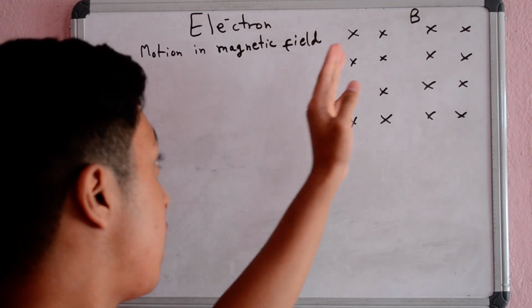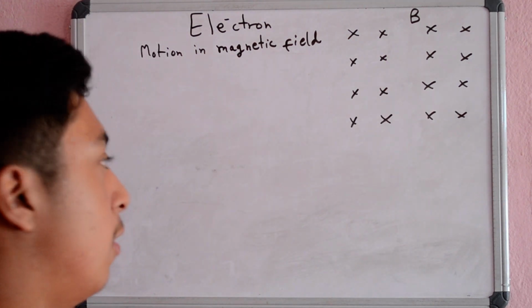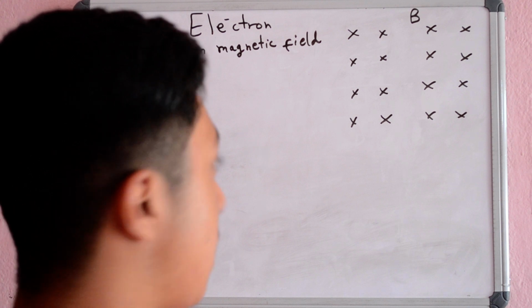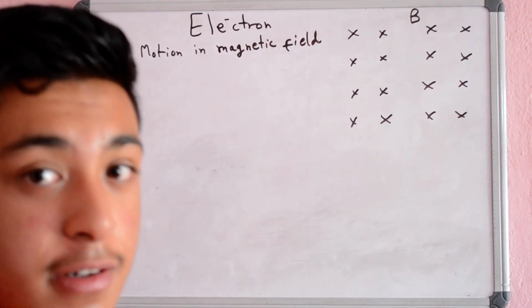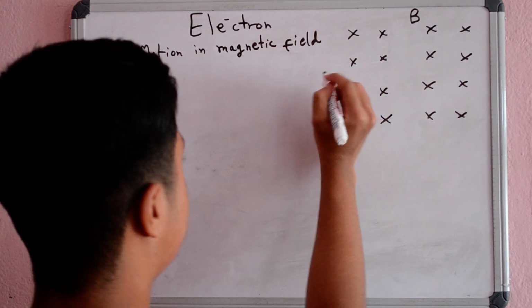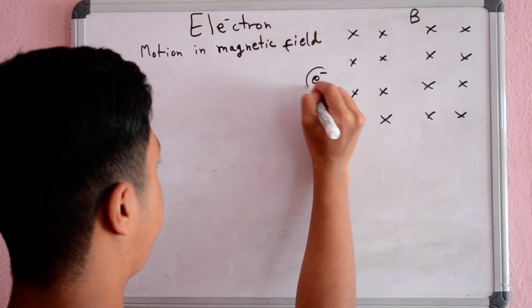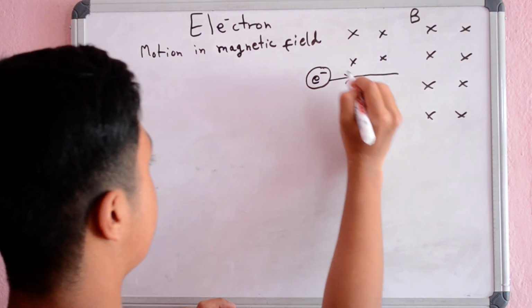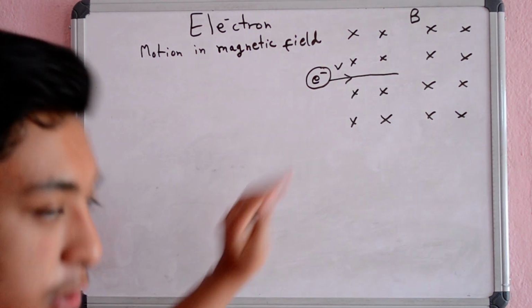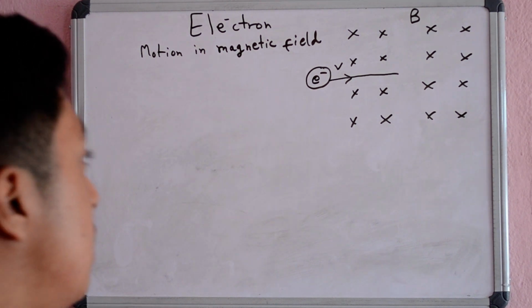Now let's say we have a magnetic field like this where the velocity will go inwards. So that means the direction of magnetic field is this with the left hand. Now here let's say an electron is here and it enters into the magnetic field like this with initial velocity v, or just velocity v in this case.